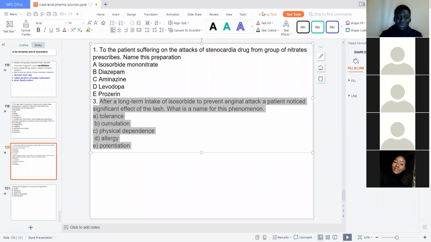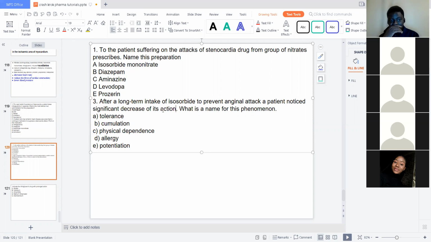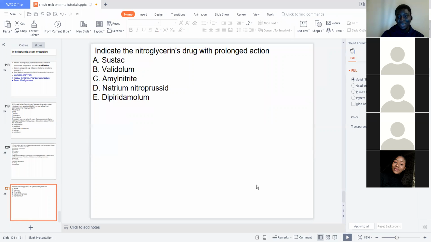Okay, so it's actually supposed to be a significant decrease of its action. Do you guys get it? So there's a significant decrease of its action. Joshua, you hear me? So can it be potentiation? Decrease of its action, increase of its action. Decrease. Tolerance. Yeah, it's tolerance. Decrease of its action after a long-term intake is tolerance. It's quite straightforward. Okay, good job, guys.